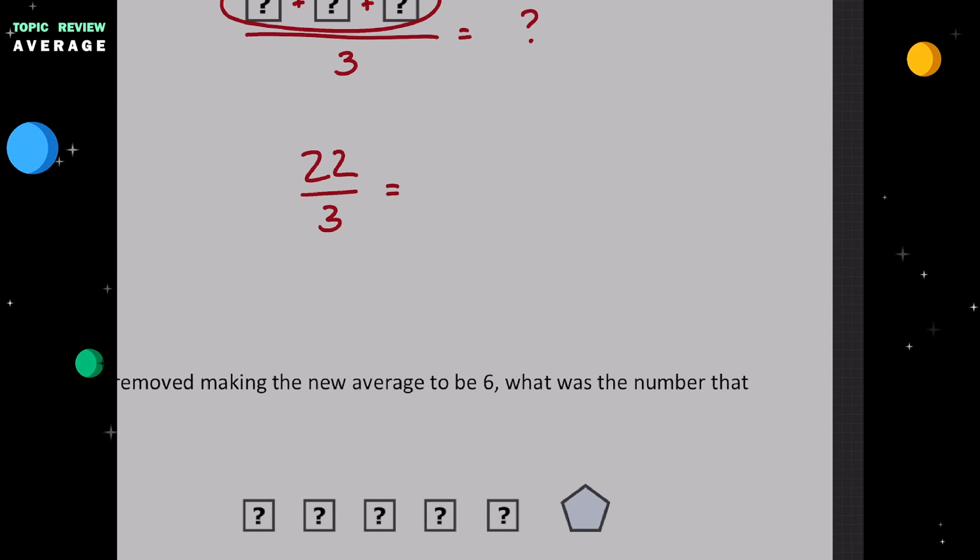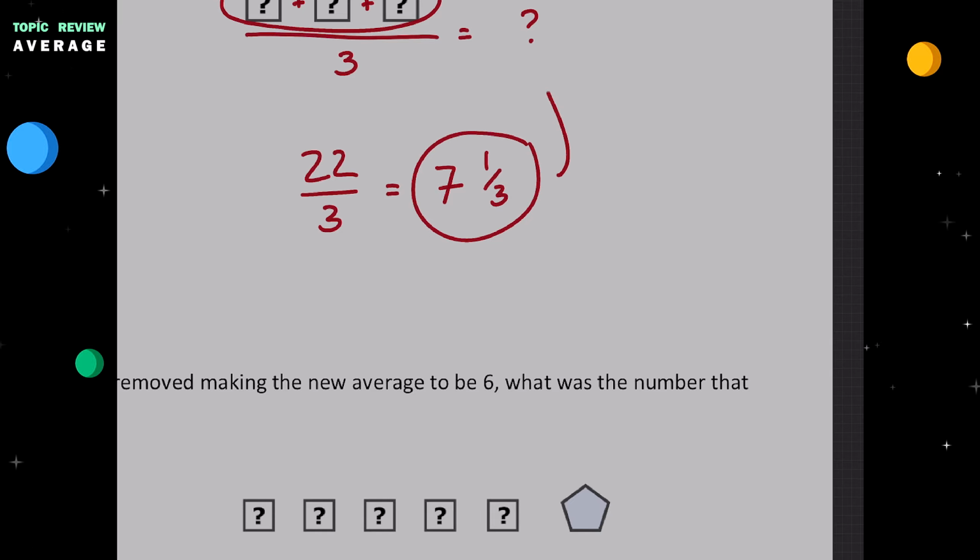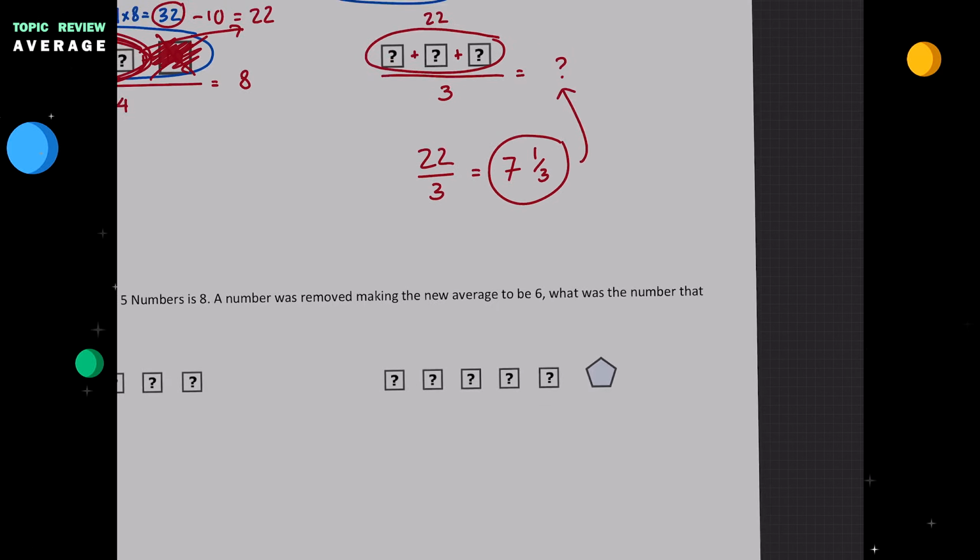Okay. Again, this is an improper fraction. So let's change it to a mixed numeral. How many 3's go into 22? Well, the answer is 7. 7 times 3 is 21, and remainder 1. So 1/3. So the answer, the new average is 7 1/3, and you're done.